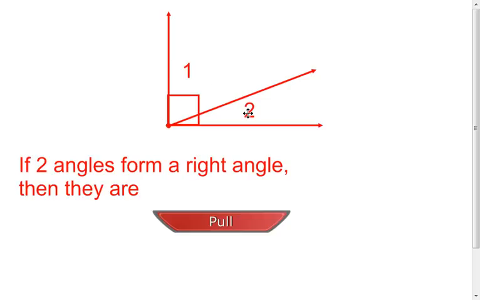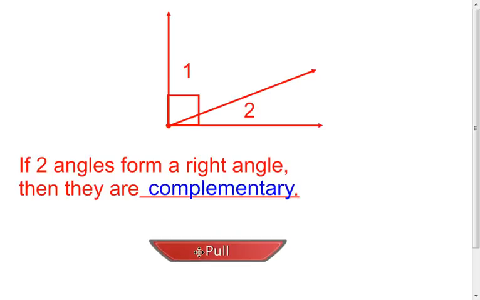My next example, now I have two angles that are forming a right angle. So in this case, angle 1 and angle 2. And if they're forming this right angle, what are we going to know about them? Well, they're always going to be complementary. In other words, add their two measures together, and it's going to equal 90 degrees.